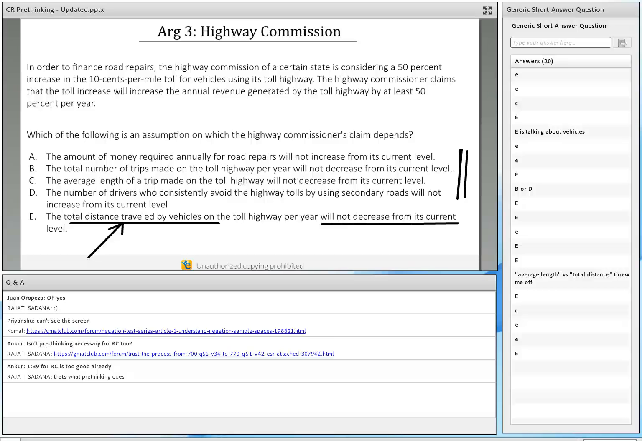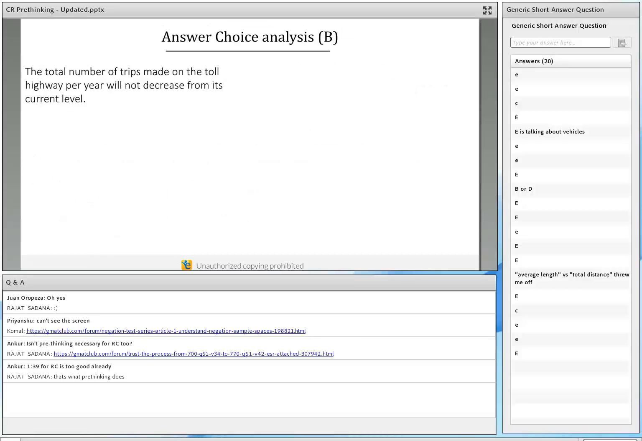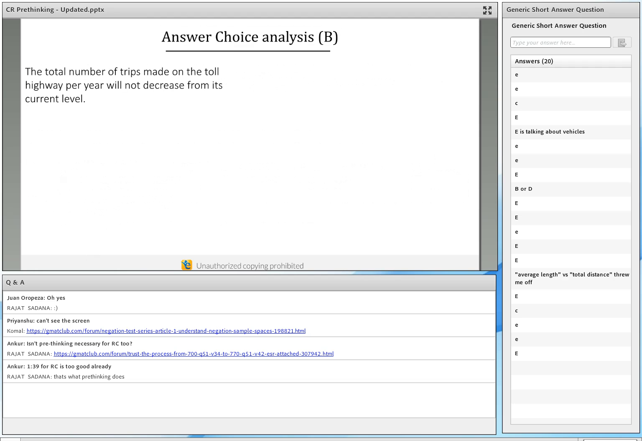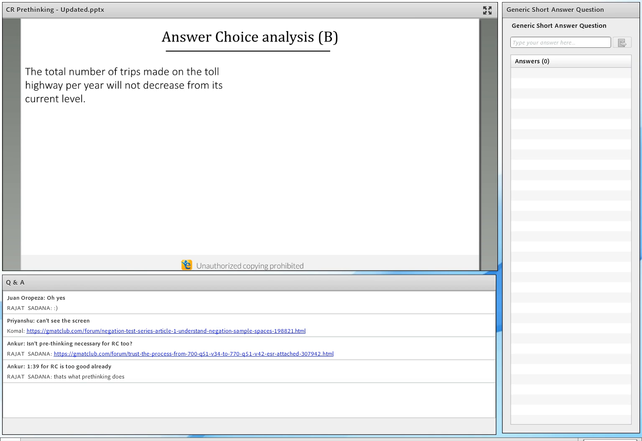Okay, let's look at why choice B is incorrect. And once you understand why choice B is incorrect, you're going to really understand why choice C is incorrect, and you're going to understand why choice D is incorrect as well. Once again, what is the definition of an assumption? It's an unstated idea that must be true for the conclusion to hold valid. Remember this as we evaluate choice B.